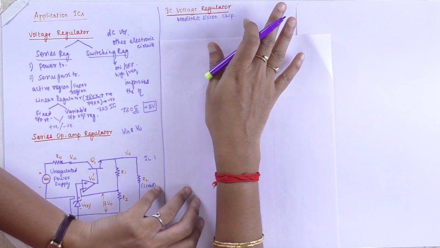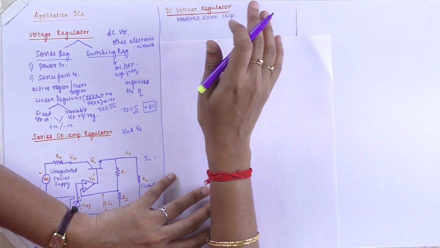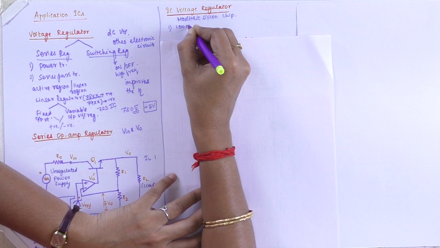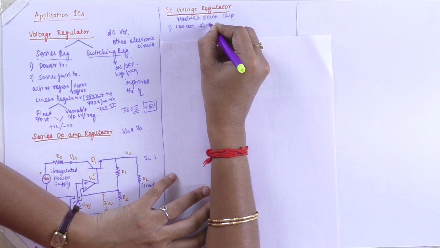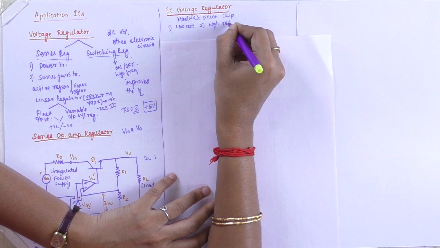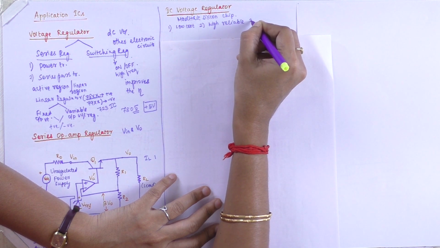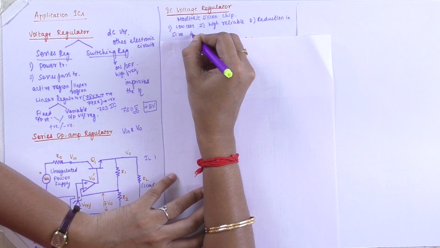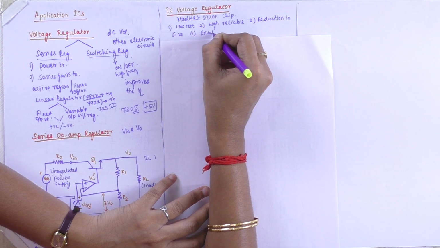Why do we prefer the IC voltage regulator? Instead of building a circuit, we incorporate it in a single silicon chip. It is like batch production. So cost-wise it is low cost and it is highly reliable. The major point is the reduction in size, and the fourth one is excellent performance. We have both fixed and variable voltage regulators.